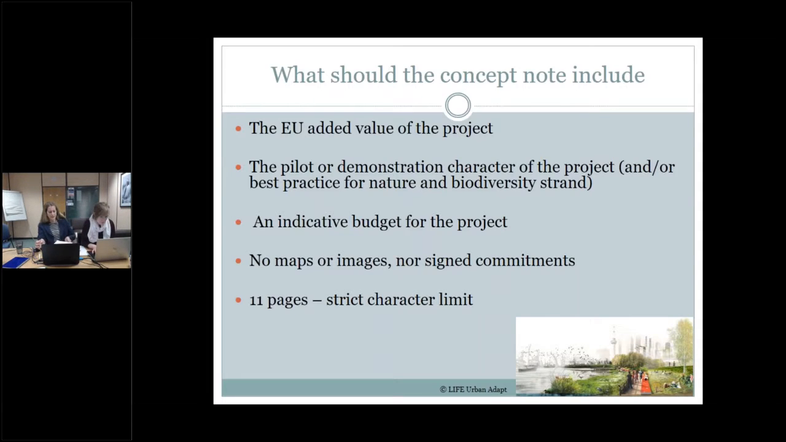And here's what you shouldn't include. At this stage, you do not need to include any maps, images, or signed commitments. Also, a declaration of the co-financing is not yet required at this stage. I mean, if you have a declaration of co-financing, your match funding, that is great, and it will help the evaluator. It will help to persuade the evaluator that the financial side of the project is secured, that you have your match funding sorted. But I stress again, it's not a requirement at this stage that you have a declaration of co-financing in place.